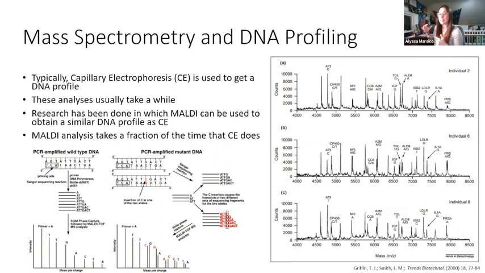Because it's MALDI, remember MALDI takes maybe a fraction of a second, maybe a few minutes to get a spectrum. Very, very quick. Now, there still is sample prep. You've still got to do your PCR. You still got to do some sample prep before you throw it in the instrument. But the instrumentation analysis between MALDI versus capillary electrophoresis, which is usually what we use for DNA analysis, MALDI is much, much quicker.